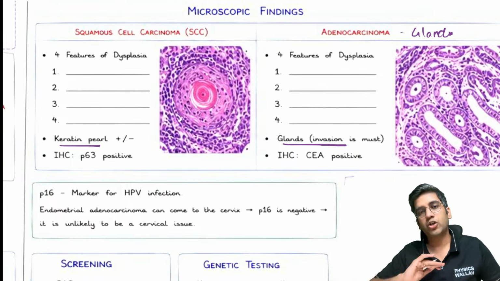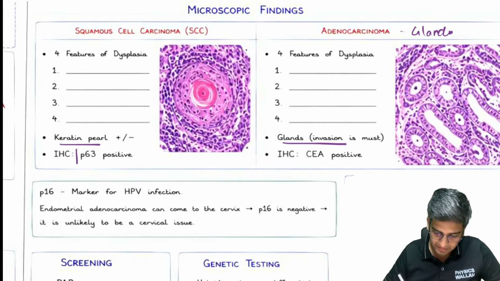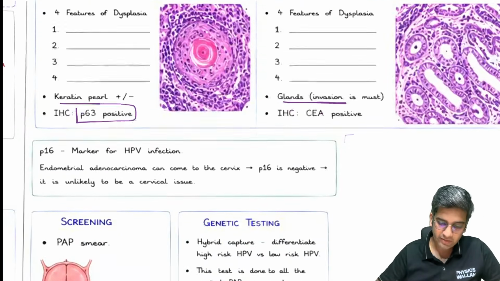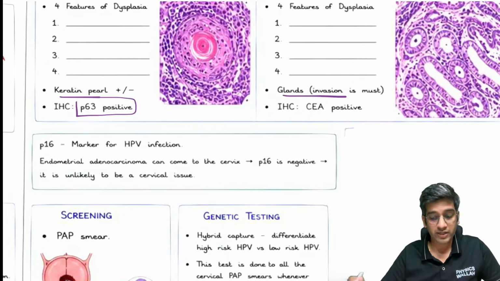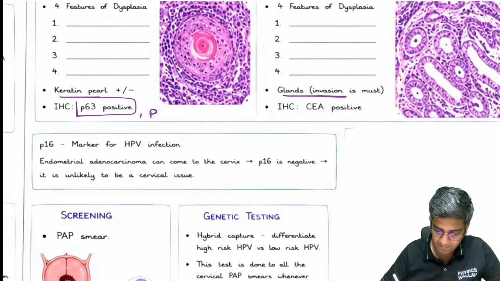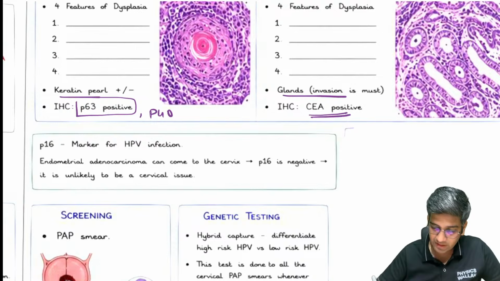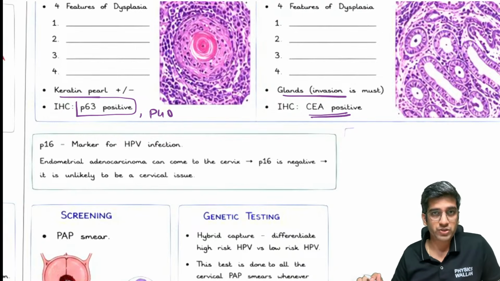That will be there across every cancer. And this marker is again the best marker across squamous cell carcinoma in the body, right? P63 and P40. For adenocarcinoma of the cervix, CEA will be positive, okay?